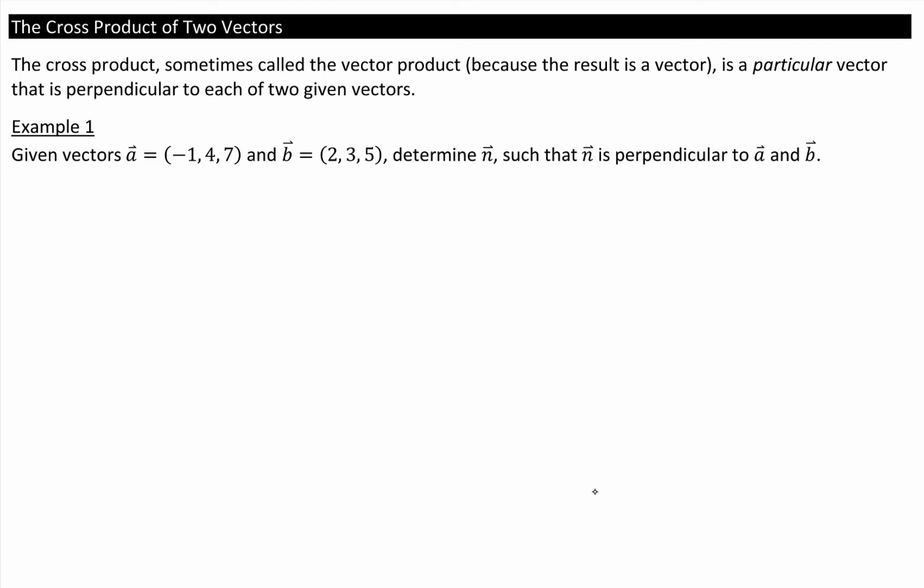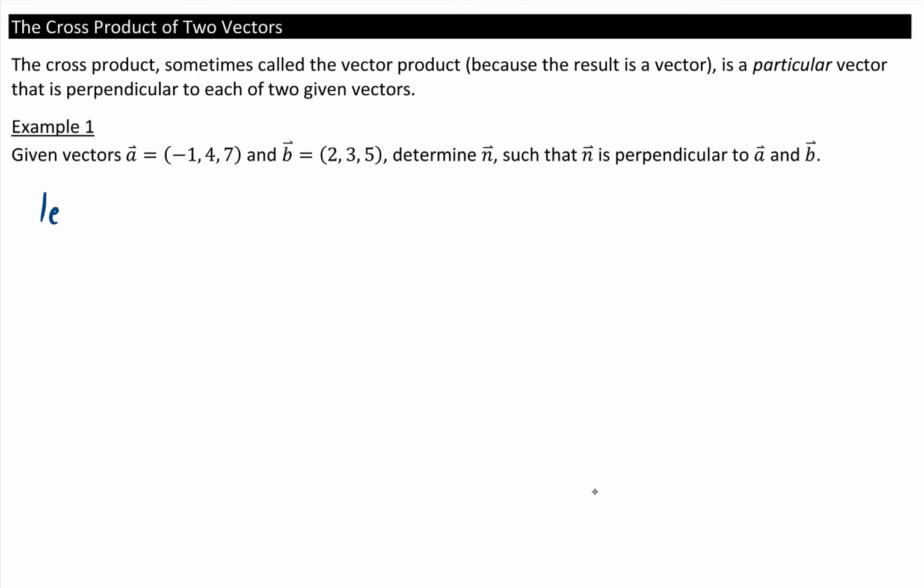So let's go through an example using the dot product to help us think about the cross product. So example 1, given vectors A equals -1, 4, and 7, and B equals 2, 3, 5, determine n such that n is perpendicular to both A and B. So recall that last time, if n is perpendicular to both A and B, then A dot n and B dot n must equal 0.